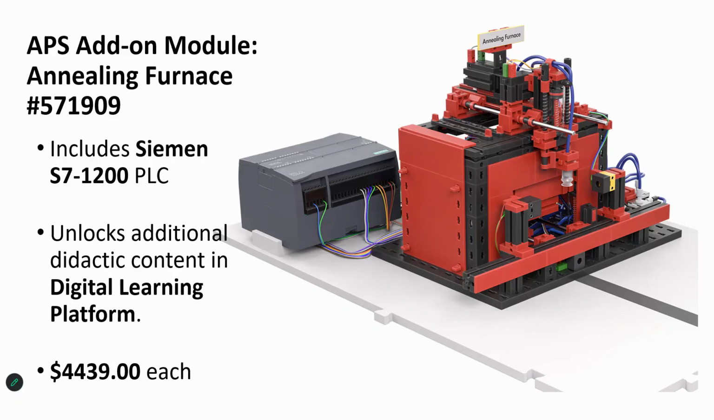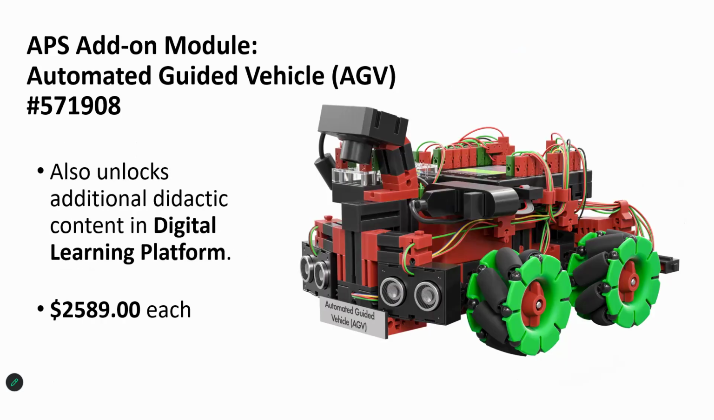The APS add-on module, the annealing furnace 571909, which again includes a Siemens S7-1200 PLC, again unlocks additional didactic content in the digital learning platform. The cost for this module is $4,439. The additional APS automated guided vehicle, the AGV here, 571908. Again, with the purchase, this will unlock additional didactic content in the digital learning platform. The cost for this one is $2,589.